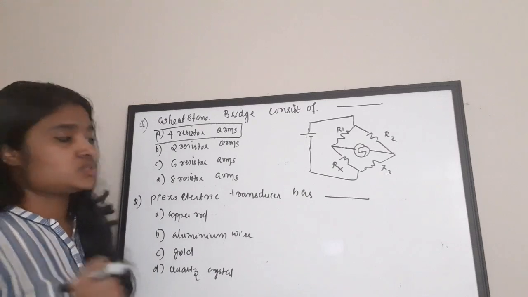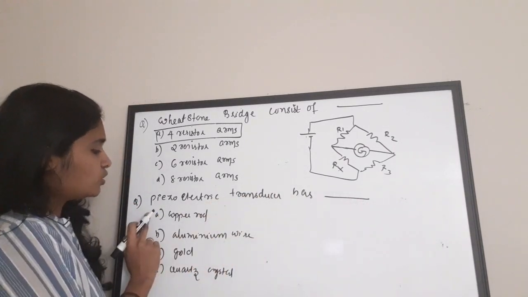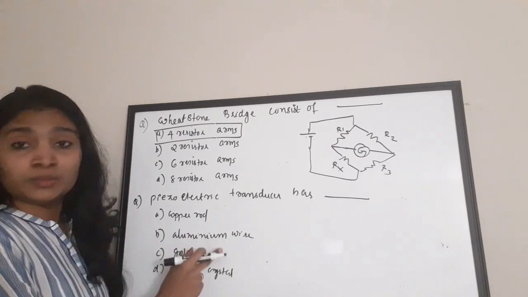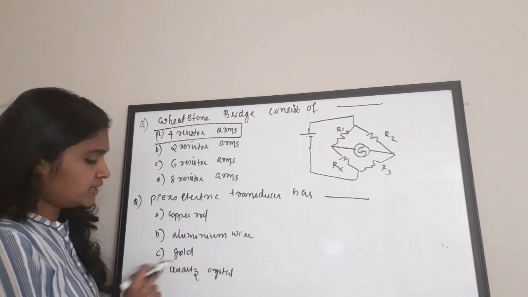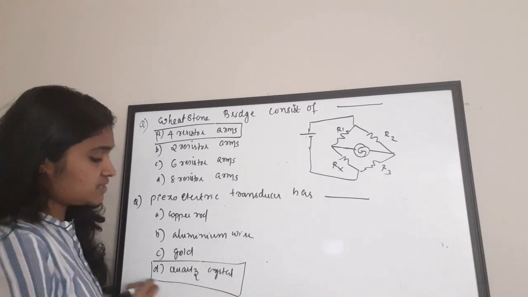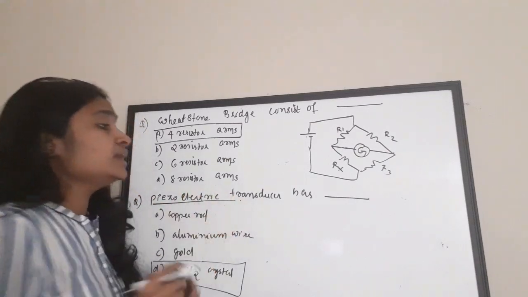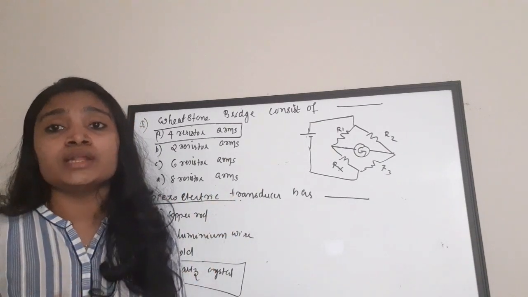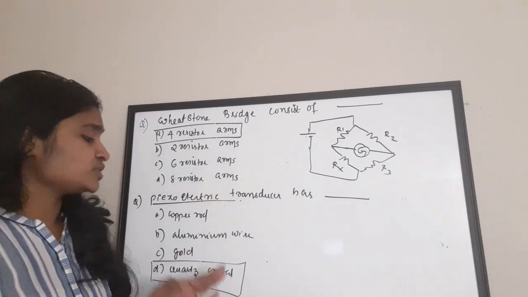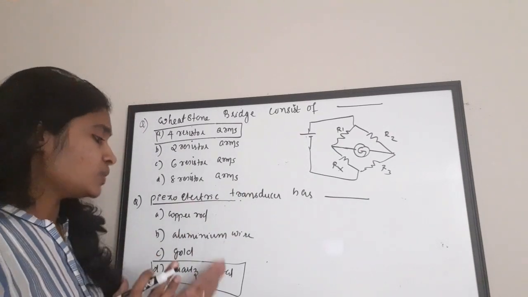Okay, next question. Piezoelectric transducer has dash. Option A, copper rod. B, aluminium wire. C, gold. D, quartz crystal. The correct answer for this question is quartz crystal, because the piezoelectric transducer has some piezoelectric material, and out of these options, the correct answer for a piezoelectric material is quartz crystal.